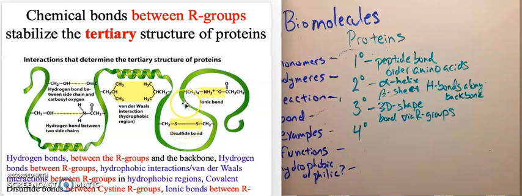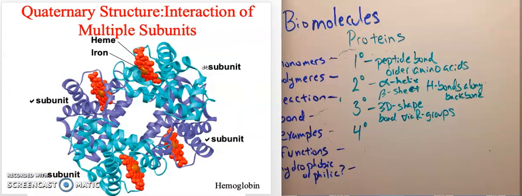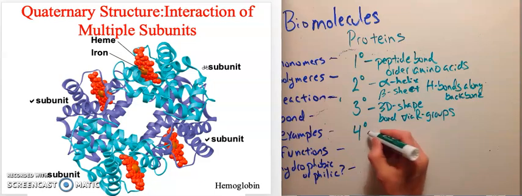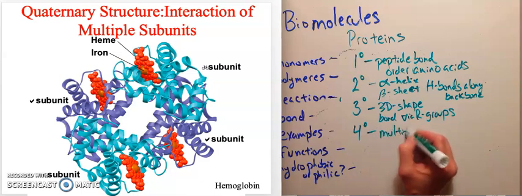Okay. So tertiary structure is the three-dimensional shape of the protein that's held together by all the different kinds of bonds that we talked about through the R groups or the side chains. And then our last level of protein folding is quaternary structures. So not every protein has a quaternary structure. Quaternary structure is when multiple subunits join together.